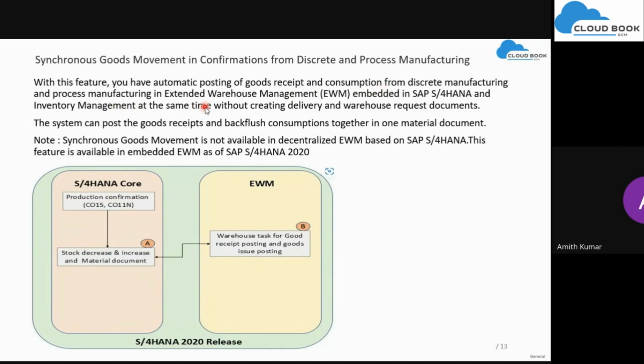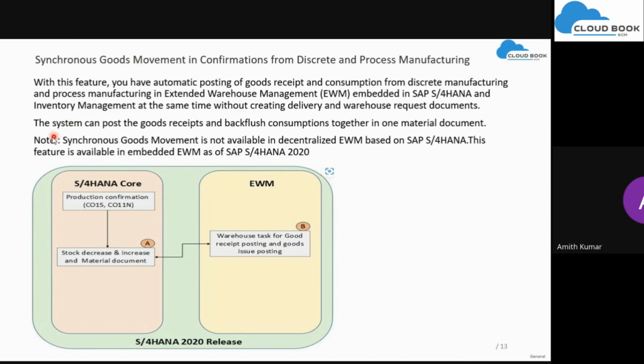Okay, so with this feature, you have an automatic posting of good receipts and consumption for discrete manufacturing and the process manufacturing, right? And the only important point you need to understand over here is that this process of synchronous goods movement posting is possible only in embedded EWM. If you are using a decentralized EWM, then this process may not be applicable. You may not be able to use this synchronous goods movement.